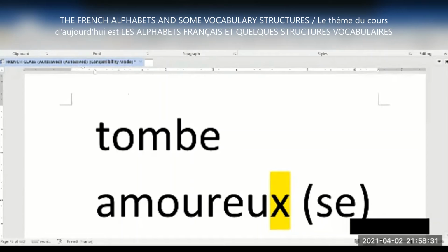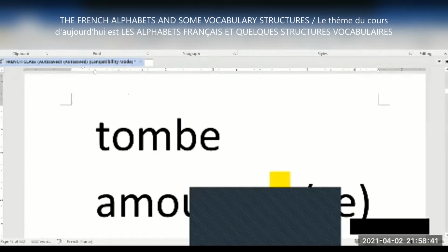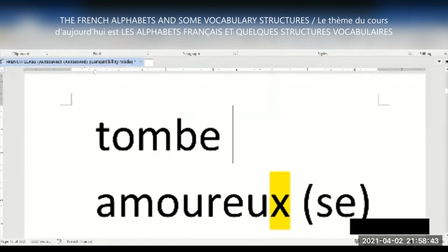Ça signifie que quelqu'un, la personne, est masculin. L'interrogateur est masculin.